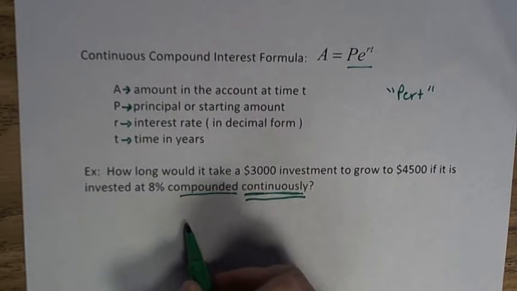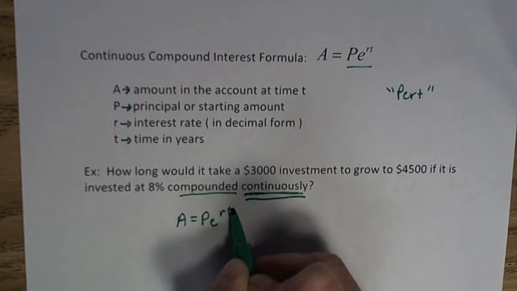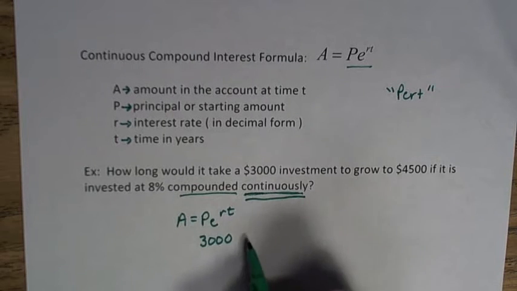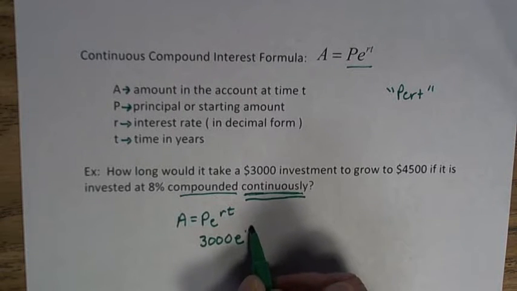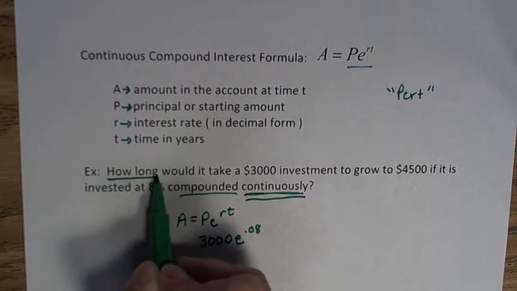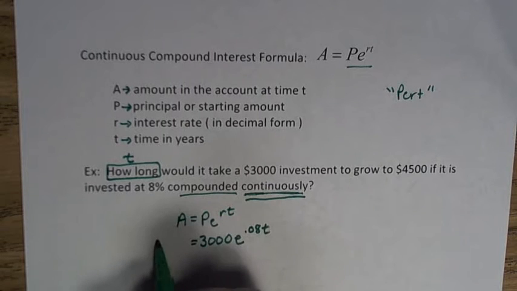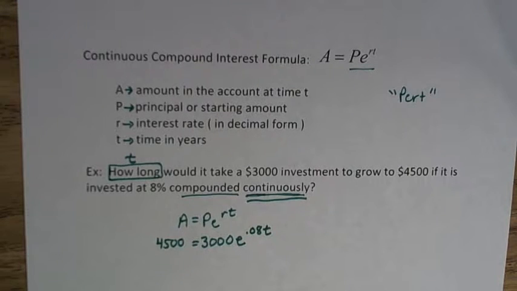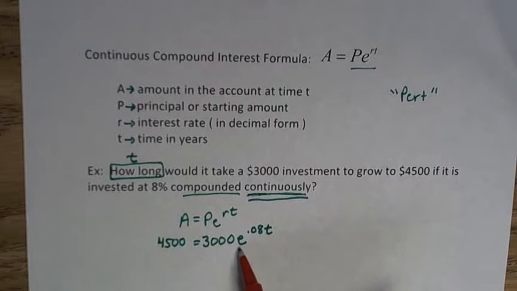So let's see what happens with this particular formula. A equals P e raised to the rt. So again, 3,000 goes into the P value. We have e, which is a number, raised to the r, which is 0.08. And again, we're still asking the question how long. So I'm still looking for t. And I'm looking for when does it equal $4,500.